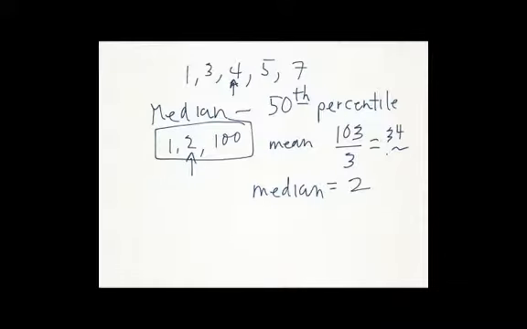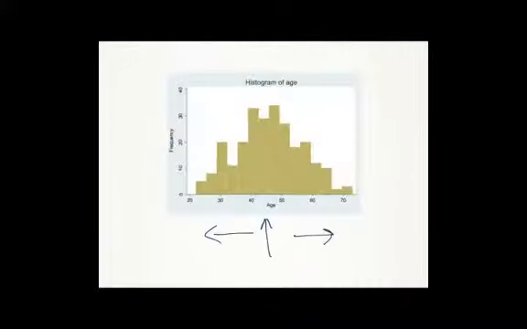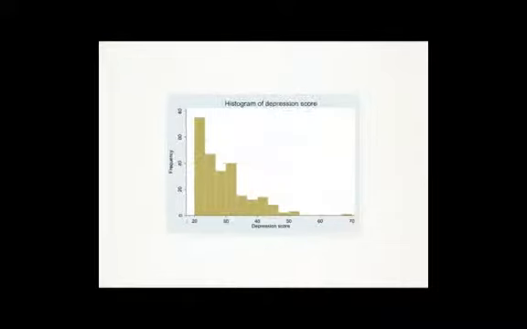And we saw that in our example here, where the numbers that we had were 1, 2, and 100. The mean turned out to be 34 and change, but the median was 2. So the mean was affected by this huge number 100, whereas the median was not. Okay? So the general idea is use the median when you have a skewed distribution, and think about the mean when you have a symmetric distribution.